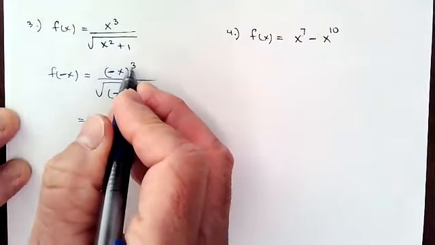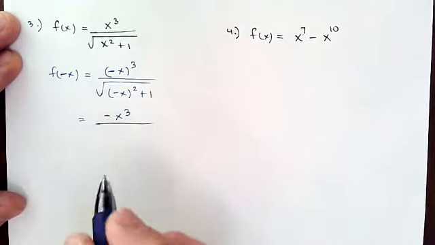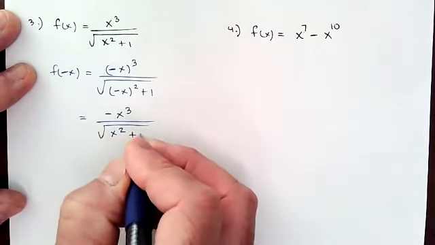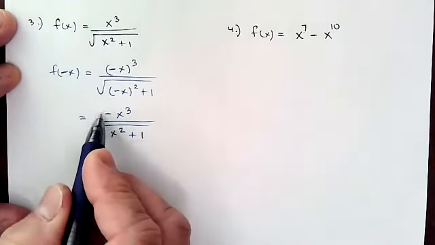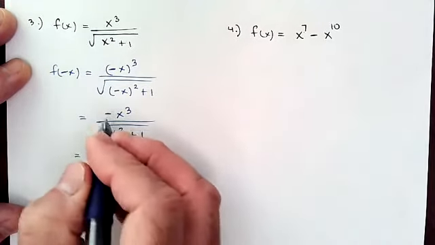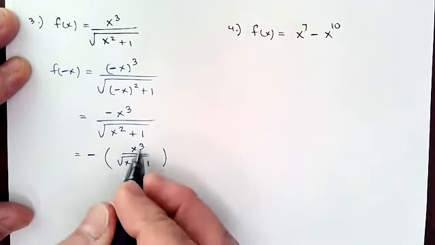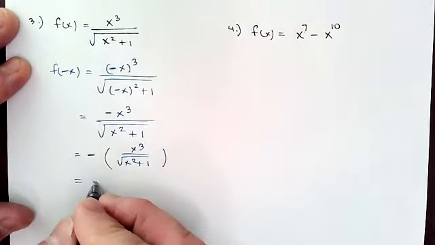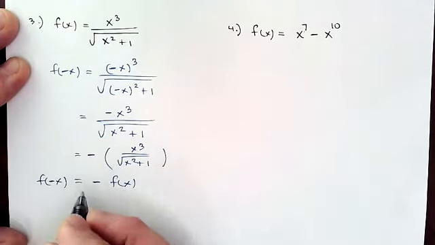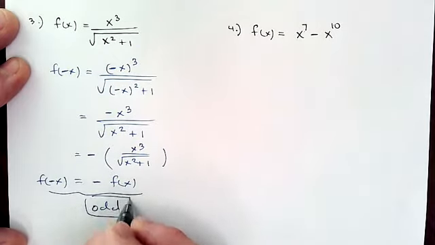Well, taking a negative number and cubing it is going to be the same as negative x cubed. Here, taking a negative and squaring it is going to be exactly the same as positive x squared plus 1. And if I take that negative, I could always bring it out in front. I'm just really trying to emphasize this, that if I bring that negative out front, this was what I started with. That is f of x. So once again, I was able to show that f of negative x is the opposite of f of positive x. So this is another odd function.